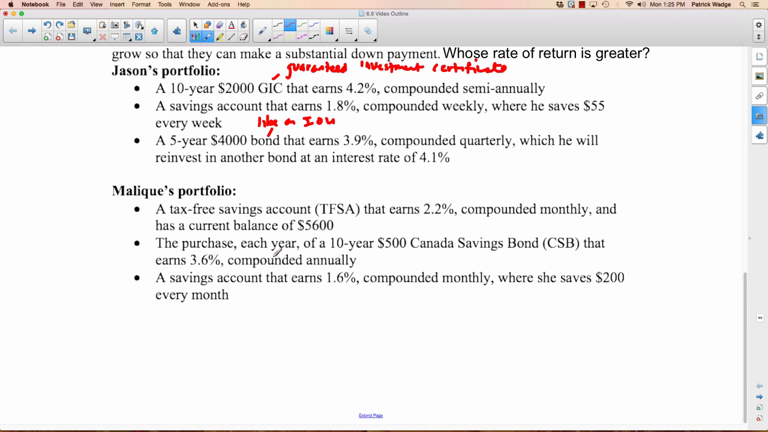So we've got all the details there, and she has a Canada savings bond, so it's just like the bond up here, but specifically to do in Canada. And finally, she also has a savings account. I'm not going to read every word here, it's going to take all day.